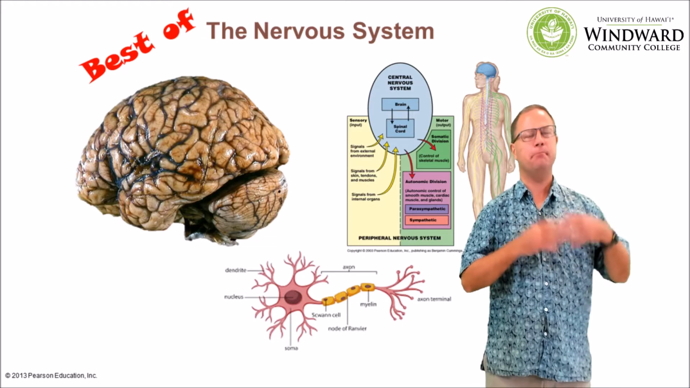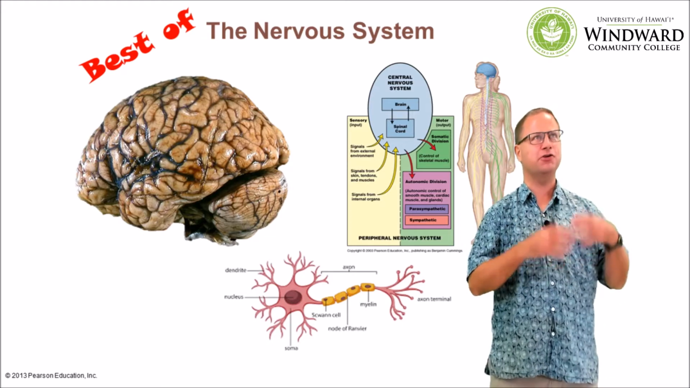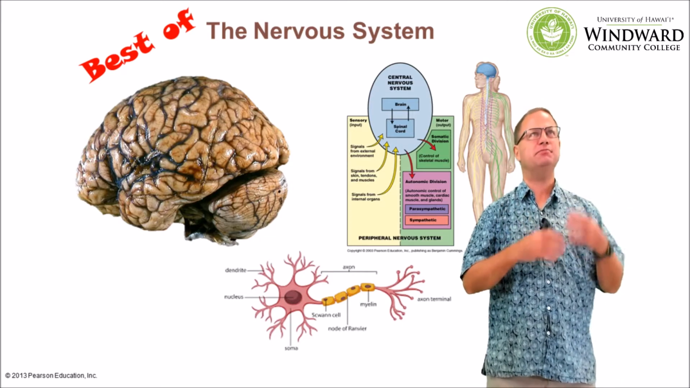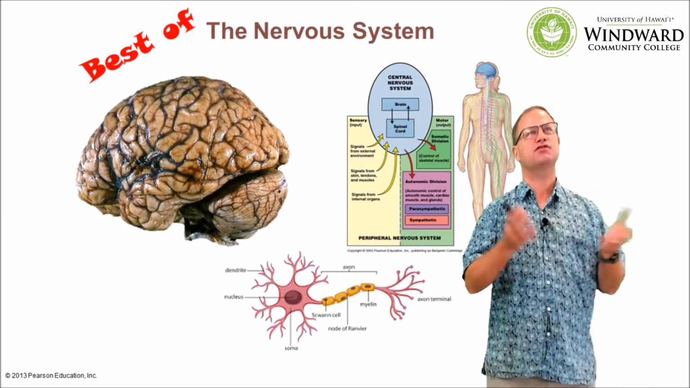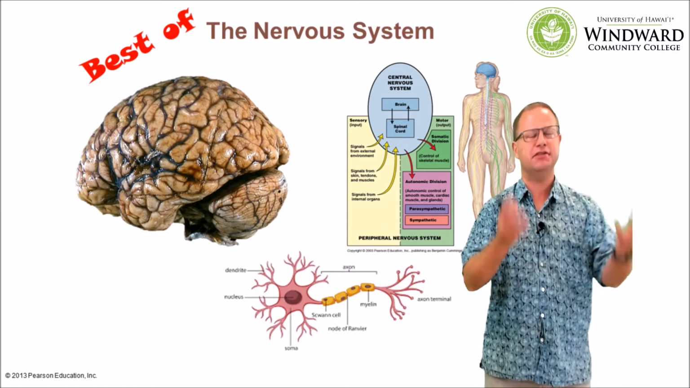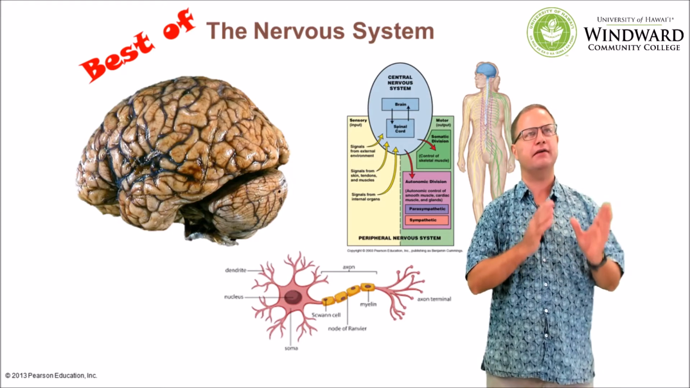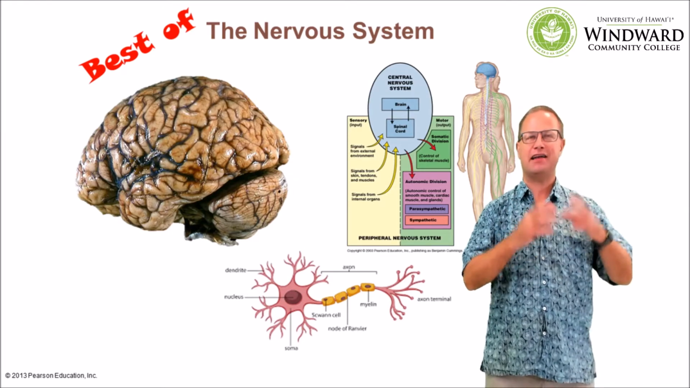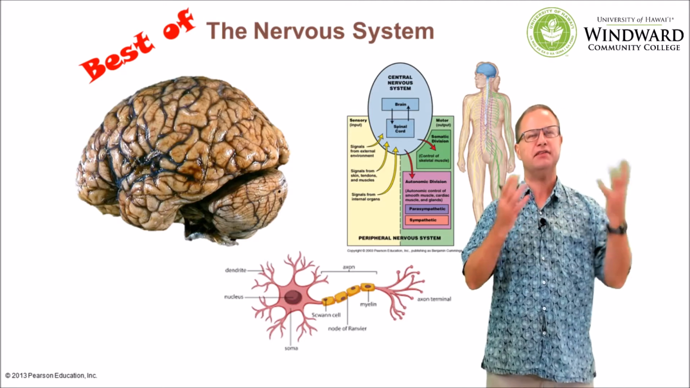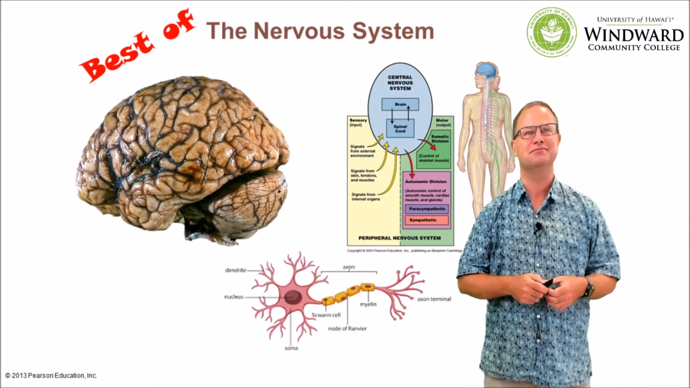Or actually, I'm going to call it the best of the nervous system, because usually in a human anatomy and physiology class, we would spend 4 or 5 lectures, probably the last quarter of the semester, talking about the central nervous system, peripheral nervous system, special senses, all that. But we're going to do most of that in one lecture. So keep in mind, this is not a comprehensive lecture. It's just sort of the best of or greatest hits of the nervous system.